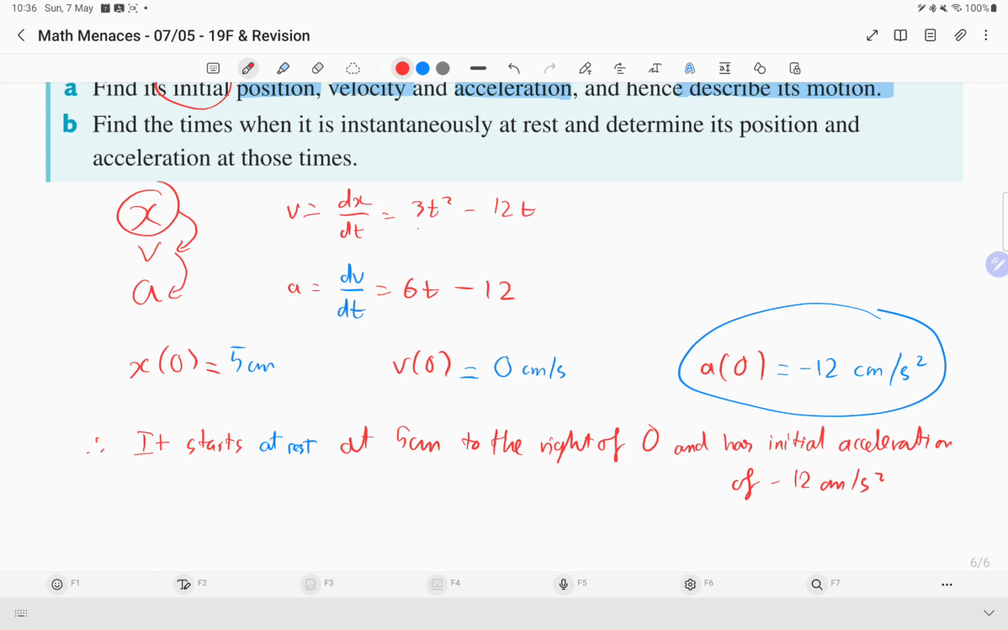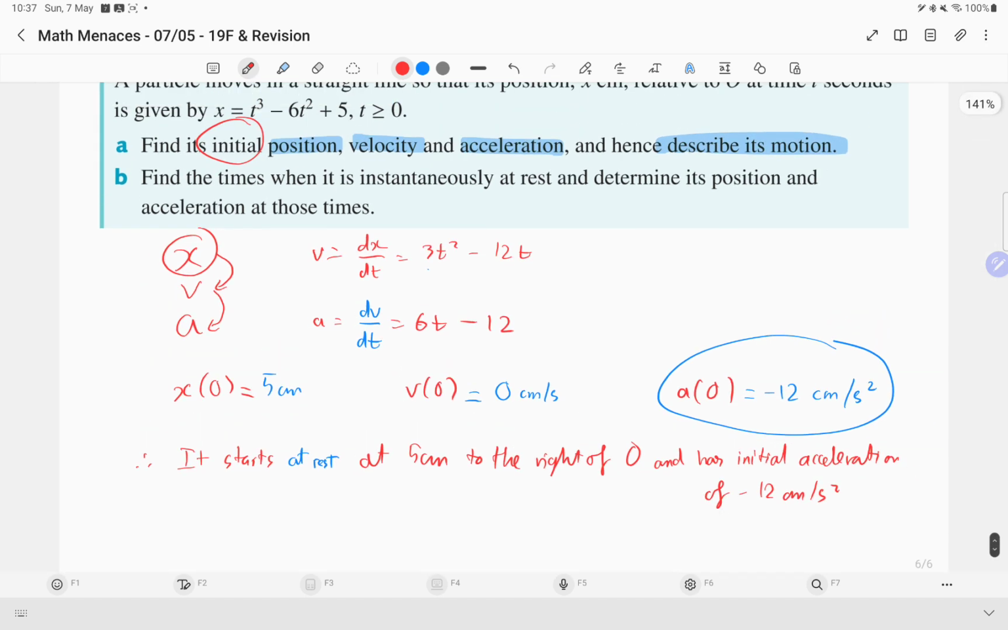Okay, so yeah, they said that it starts. They say it's instantaneously at rest. It's essentially it starts at rest. That's fine. Okay, now if the initial acceleration is negative 12 centimeters per second squared, is it moving to the left first or to the right first? To the left. To the left because of the negative. Okay, you guys get this idea.